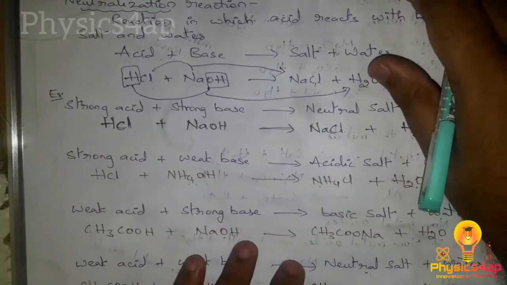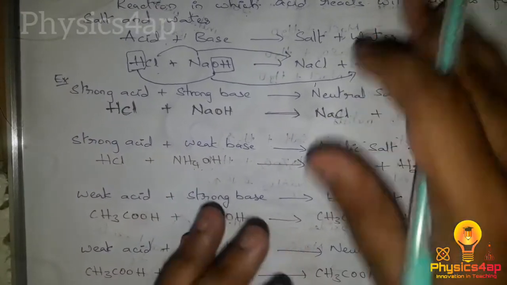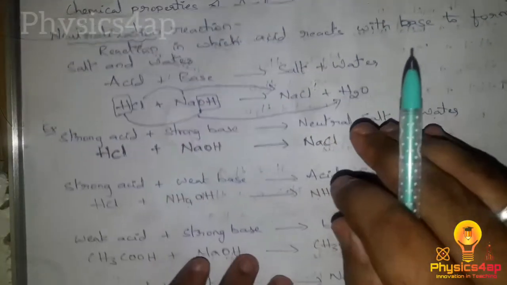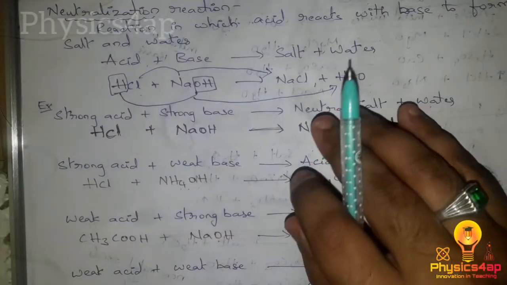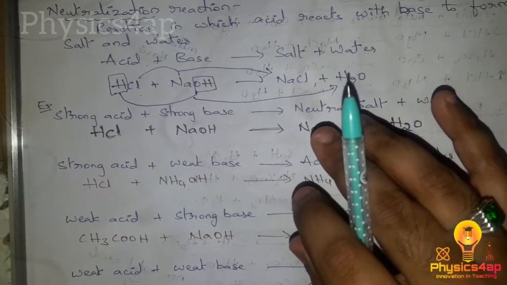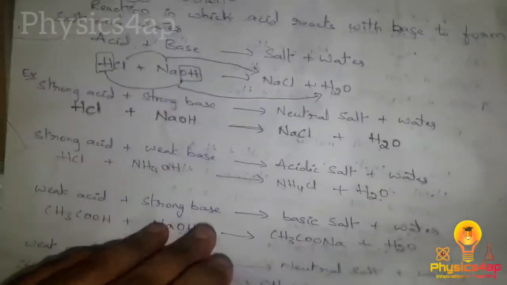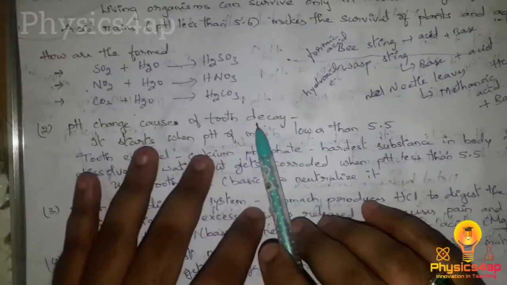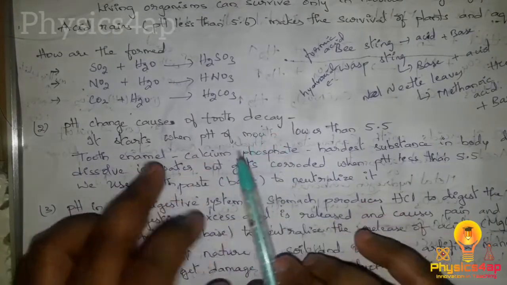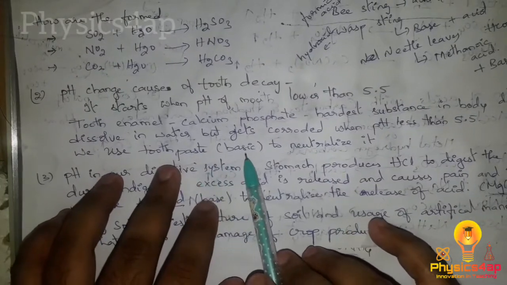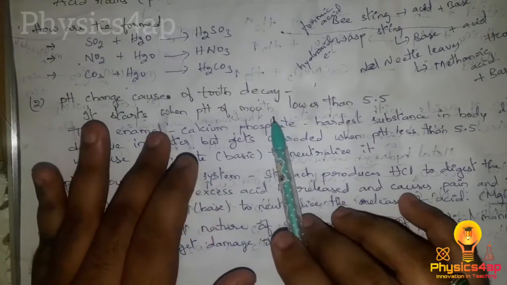Now coming to the applications, as we have discussed the neutralization reaction previously. In neutralization, we discussed earlier the importance of pH value. As we have discussed, there is tooth decay. As acidic nature is formed in our mouth, to neutralize it we use a toothpaste which is basic in nature, which is one of the applications of the neutralization reaction.